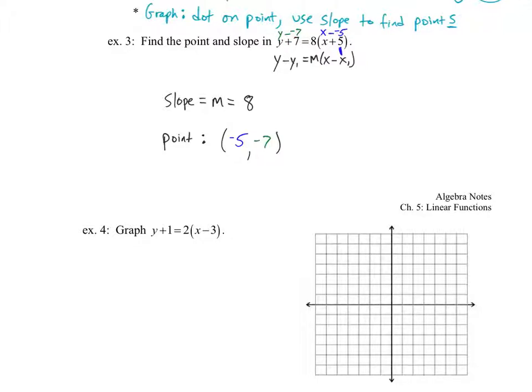You could do that, or you could just tell yourself, hey, math is sometimes screwy. If it's a plus 5, it's really a negative 5. If it's a plus 7, it's really a negative 7. That's probably not the way I should encourage you to do it, but it'll work.